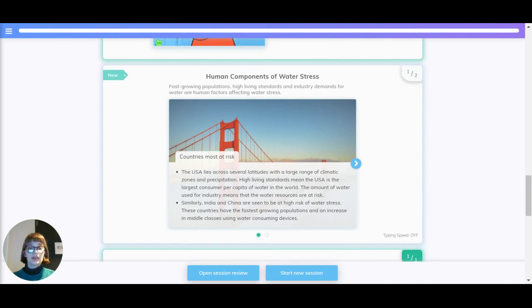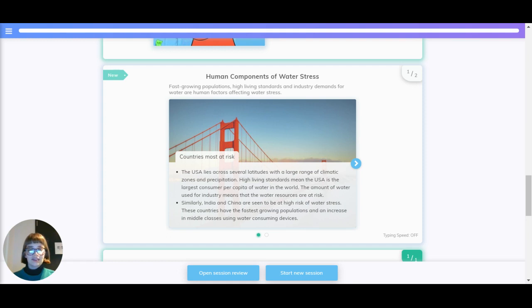Now let's have a look at the human components of water stress. Fast-growing populations, high living standards, and industry demands for water are human factors affecting water stress. Countries most at risk. The USA lies across several latitudes with a high range of climatic zones and precipitation. High living standards mean the US is the largest consumer per capita of water in the world. The amount of water used for industry means that water resources are at risk.